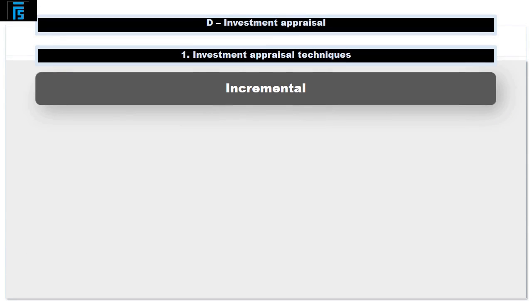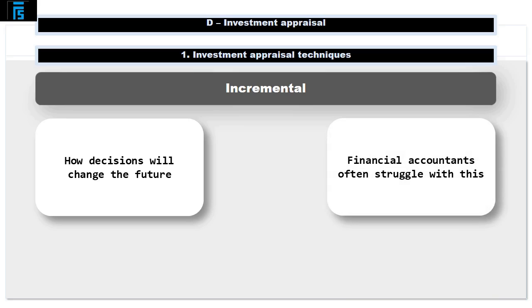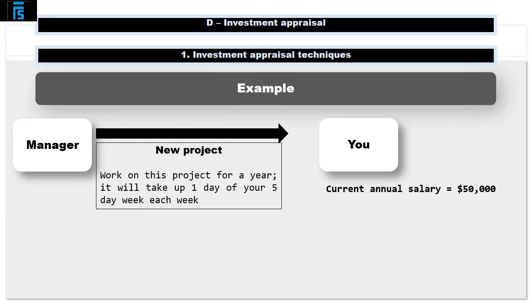Next, let's consider the significance of the word incremental. We're only interested in understanding how a decision will change the future. Financial accountants often struggle with this concept. For example, if you are paid $50,000 a year and your manager says to you, I need you to work on this project for a year, it will take up 1 day of your 5-day week each week.